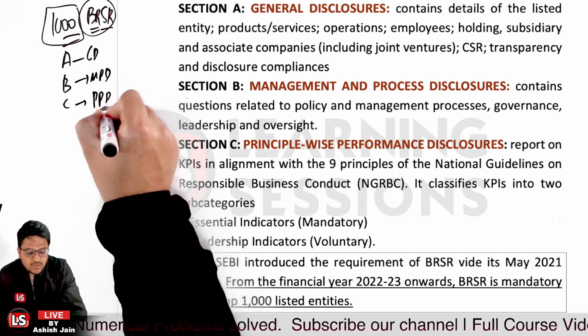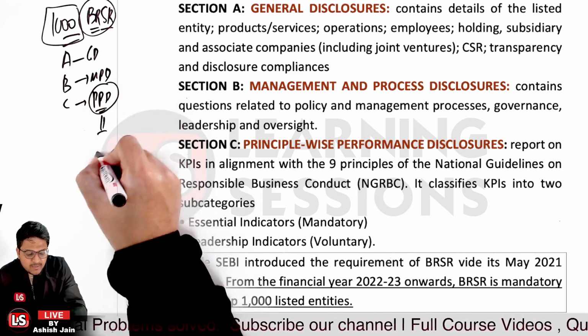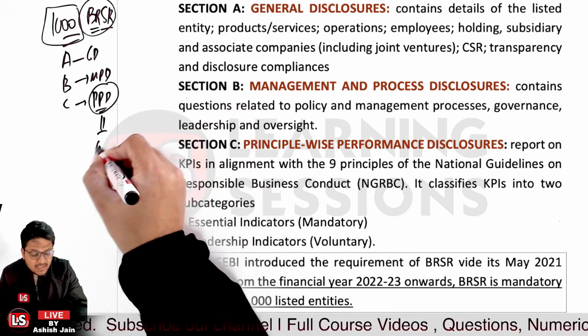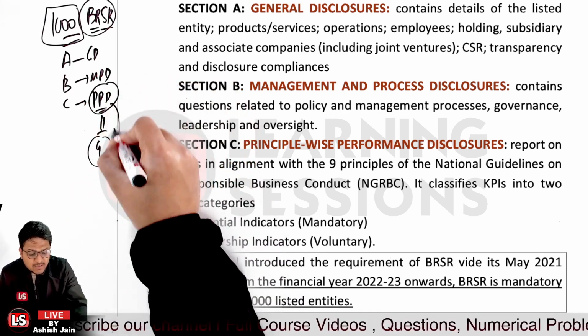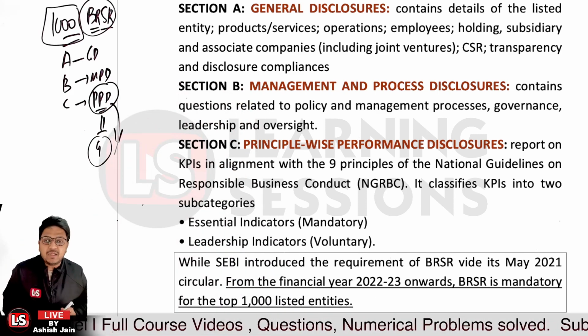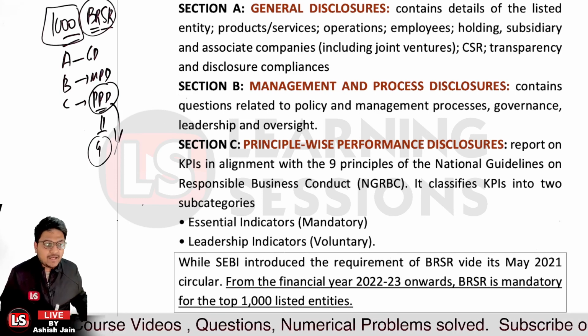Those are to be given based upon the nine principles of the NGRBC. And further it divides the KPIs into two particular parts. One is related to essential indicators, and the other one is related to the leadership indicators. That is mandatory, right?